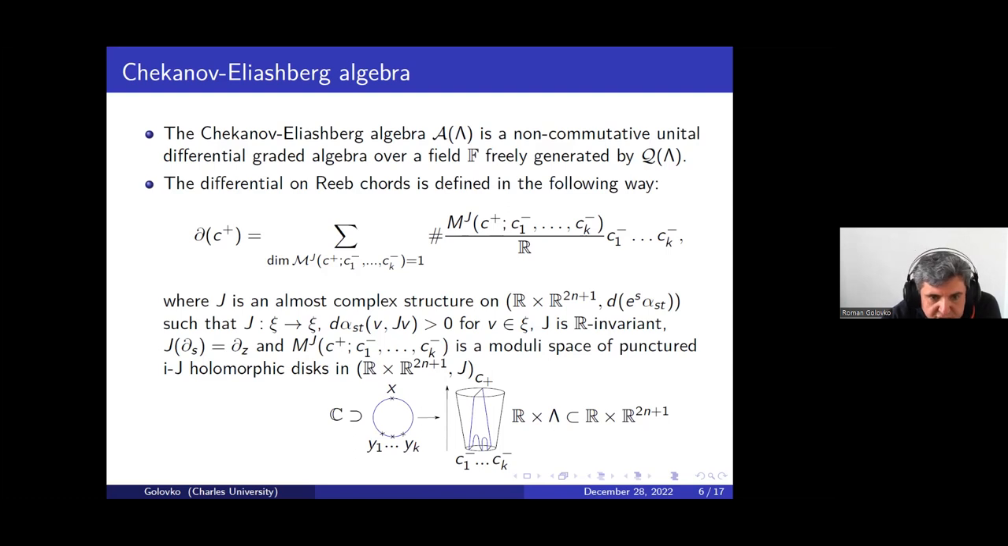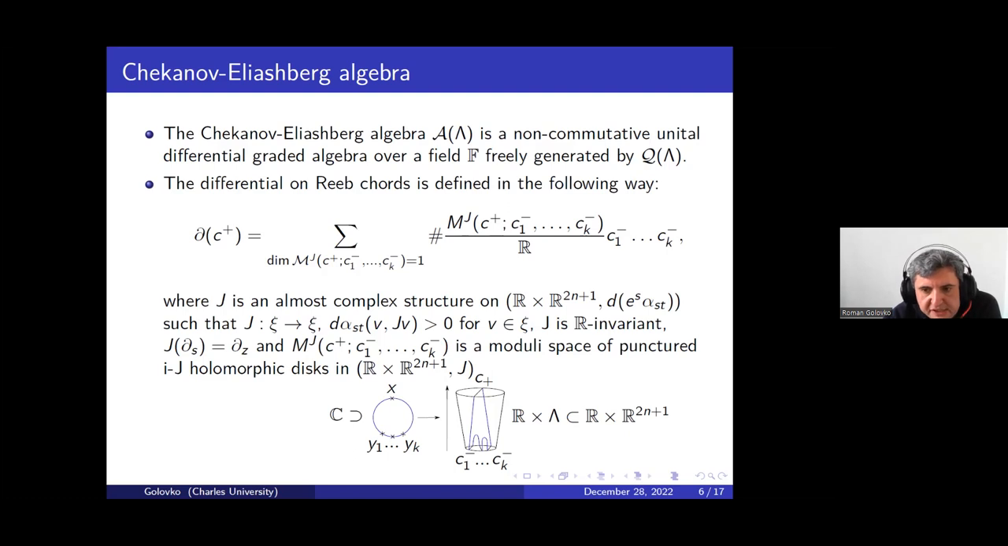The differential on a generator, let's say on a chord c plus, is given by some numbers times words. So dc plus is equal to some number times the word c1 minus ... ck minus. And what is this number? The definition of this number comes from a certain count of curves. Basically we consider a moduli space of holomorphic curves in the product of our contact manifold, namely in the product of R^(2n+1) with one additional R.